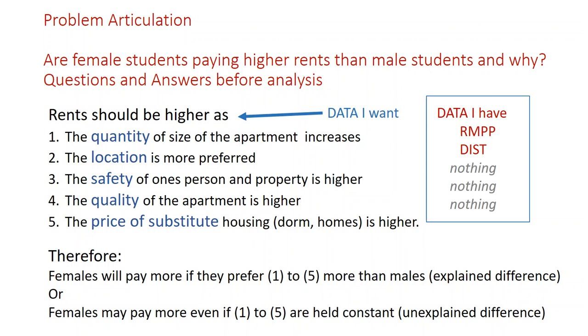Well, here's the problem. That's the data I want. This is the data I have. So the data that I have is very different from the data I want. And even the data I have may not be exactly what I want for quantity and location, but I have nothing on safety and quality and price as substitutes. So can I do the work or not? Well, I can, but I need to understand that the data has not matched my theoretical model.